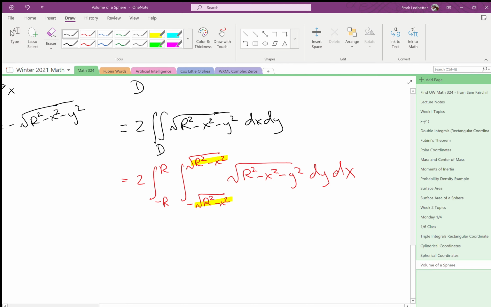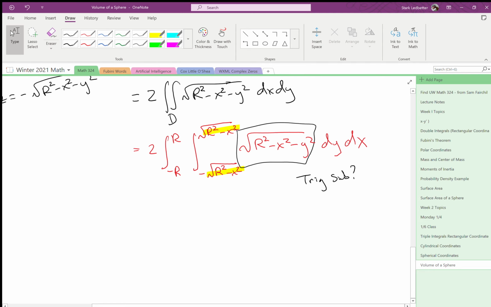Right? I don't know how to integrate the root of something minus y squared with respect to y. Maybe I could. It's hard. Trig substitution might work there. Or, polar coordinates is just a substitute for trig substitution, basically. A little bit easier to think about. Okay, so how about we integrate in polar coordinates?